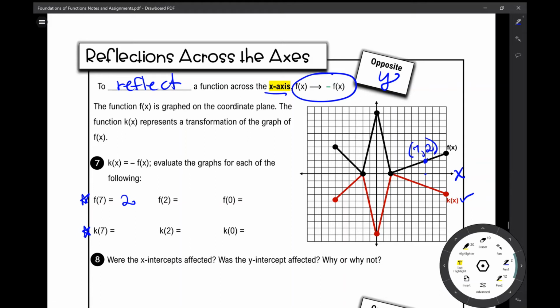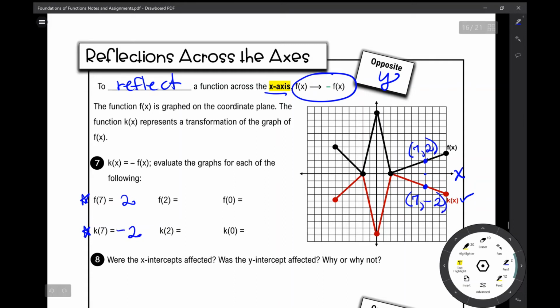What is y when x is 7? Now let's look at k of 7. Well, that's the function that's graphed in red. So k of 7, there's where 7 is on my coordinate plane. Down here is where k of x is. So when x is 7, y is negative 2.